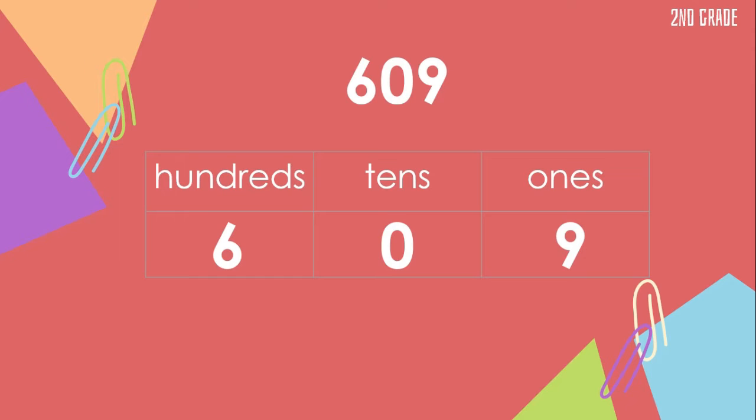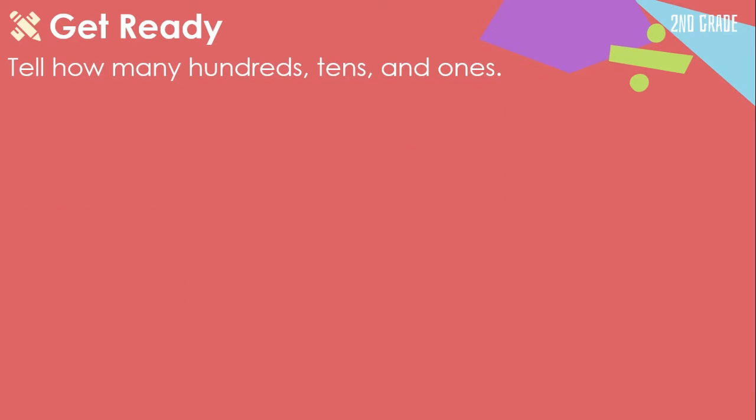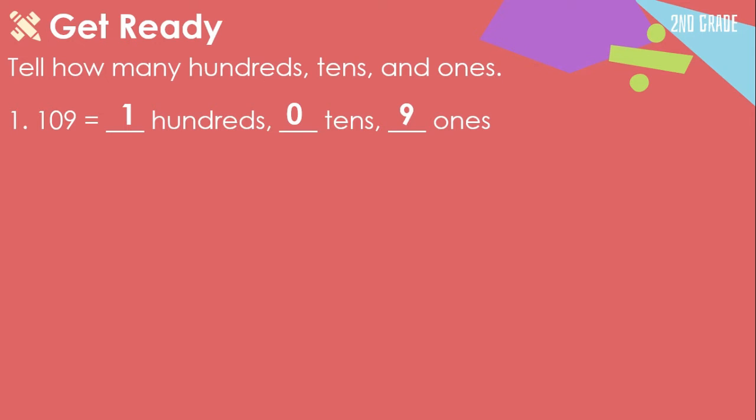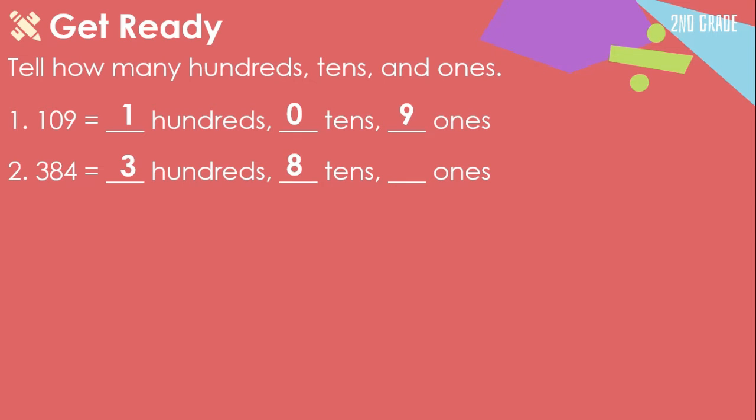Okay, so for us to have a practice, let's answer Get Ready on page 12 of your book. Tell how many hundreds, tens, and ones. For number 1, we have 109. So how many hundreds? 1. Very good. How many tens? 0. And how many ones? 9. Very good. For number 2, 384. How many hundreds? 3. How many tens? 8.